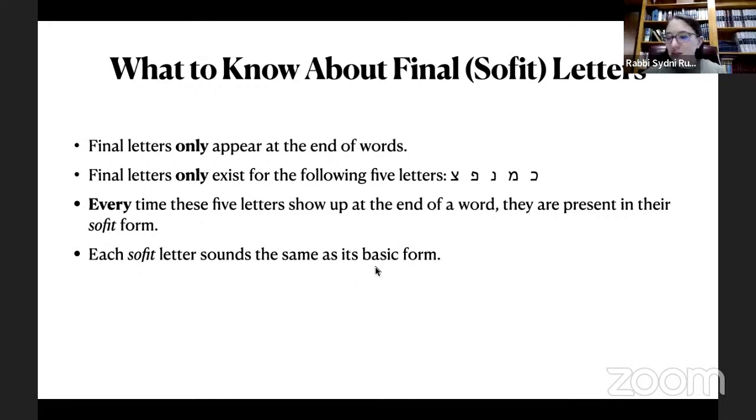All right. So those final letters are only going to exist for those 5 letters, right? Anytime another letter shows up at the end of a word, it'll just show up in its normal form. So every time these 5 letters show up at the end of the word, they are present in the sofit form. So you will never see a nun that looks like this at the end of a word. You will never see a chaf that looks like this at the end of the word. They're always going to look like their final form. The other thing to know about sofit letters is that they sound the same as their basic form. So questions about the general nature of sofit letters?